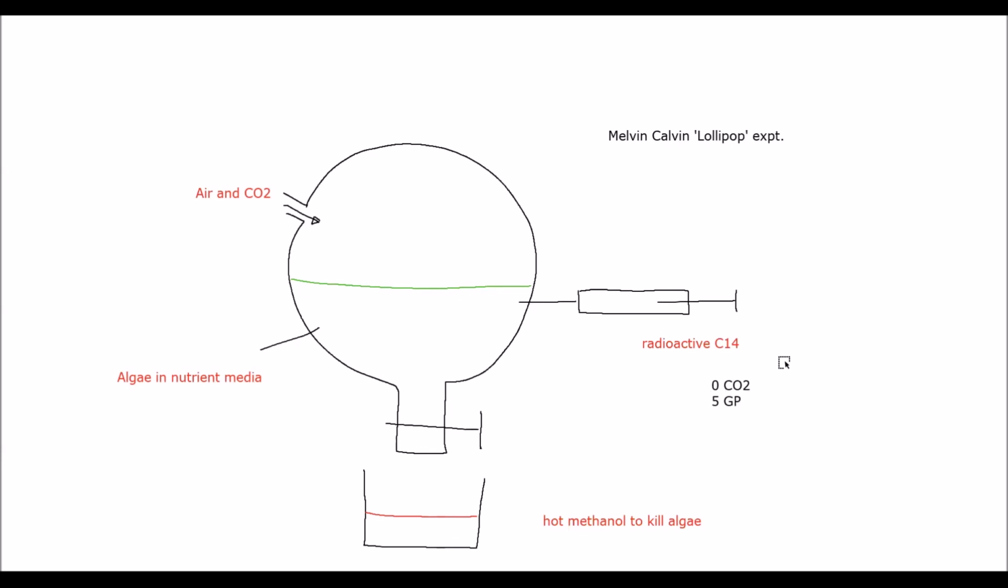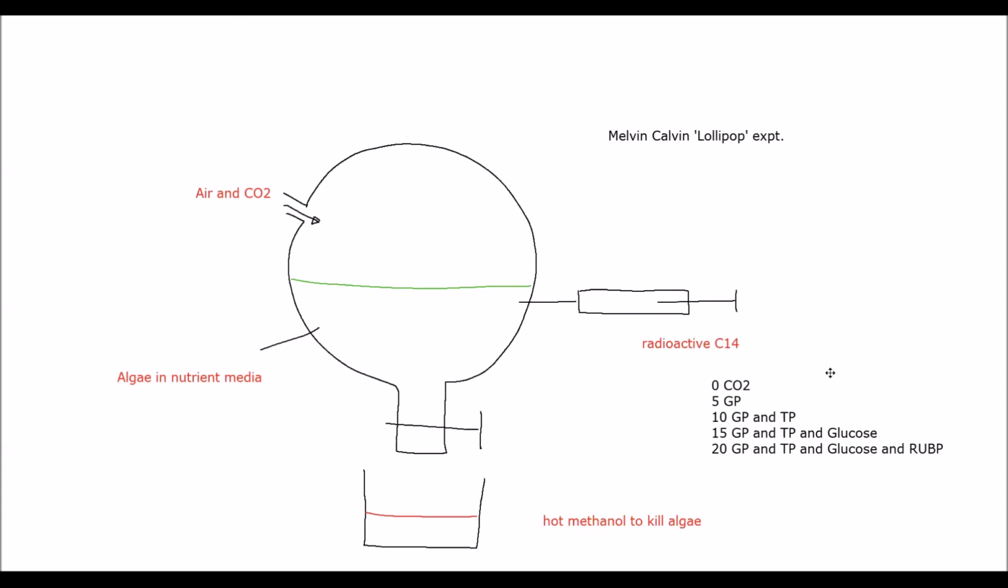Then after 5 seconds, he found that GP was radioactive. Remember, he was freezing it each time. So every 5 seconds, he was taking another sample and seeing what was radioactive within it. After 10 seconds, he found that the GP and the TP were radioactive. After 15 seconds, he found GP, TP, and glucose were radioactive. After 20 seconds, he found that not only the GP, the TP, and the glucose, but also the RuBP.